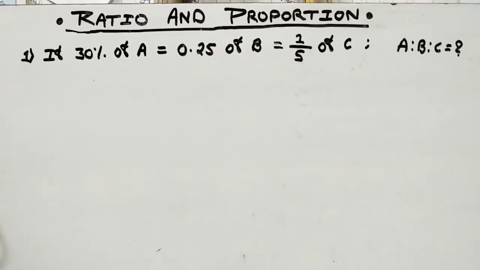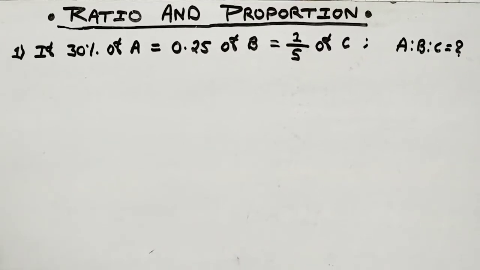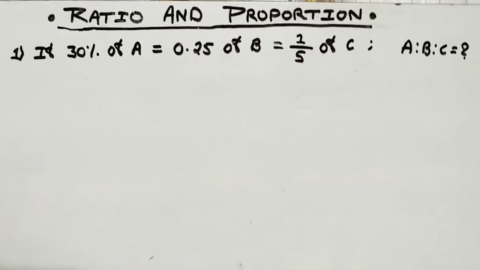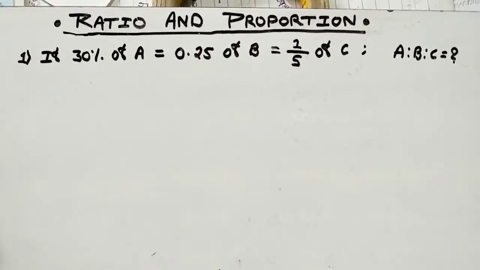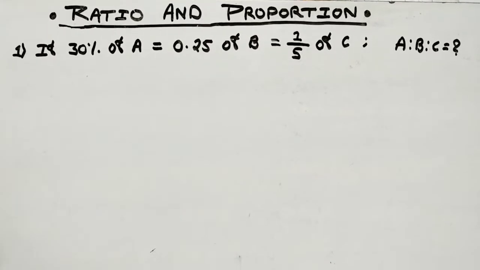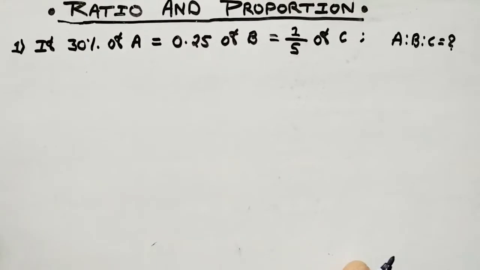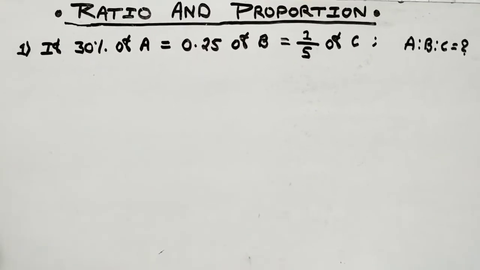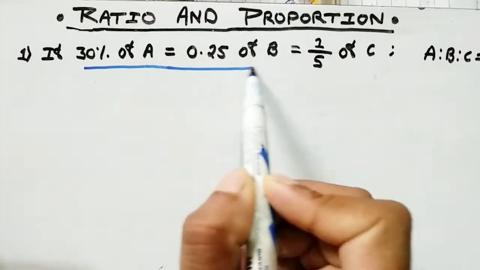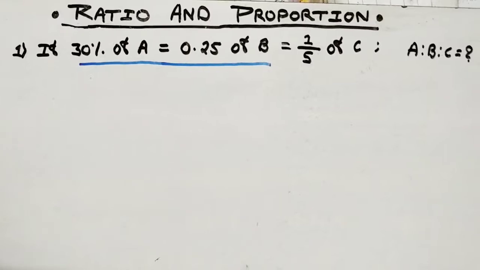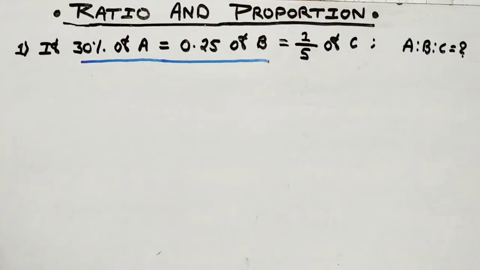So here is the first problem: 30% of A is equal to 0.25 of B is equal to 1 by 5 of C, and find out A is to B is to C. So how will we solve it? Firstly we compare the first two statements with each other. We already saw this in a previous problem.